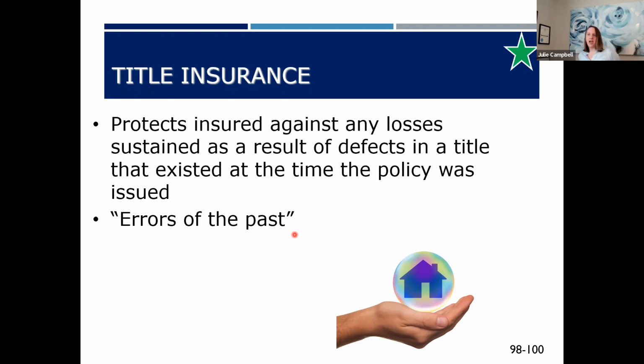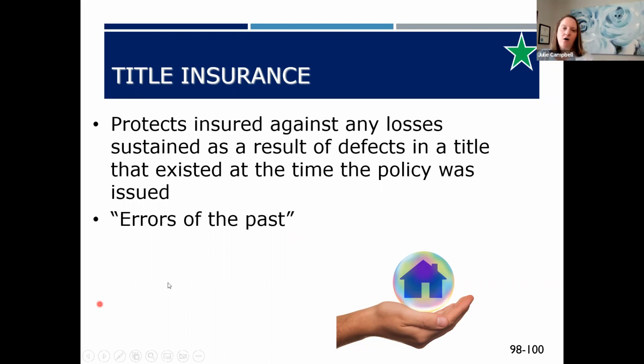I'm getting questions in the chat. Do you have to purchase title insurance? If you're using a lender to help finance, title insurance is required. If you're a cash buyer, no lender involved, title insurance is highly recommended. The lender's going to require title insurance to protect their interest as well.